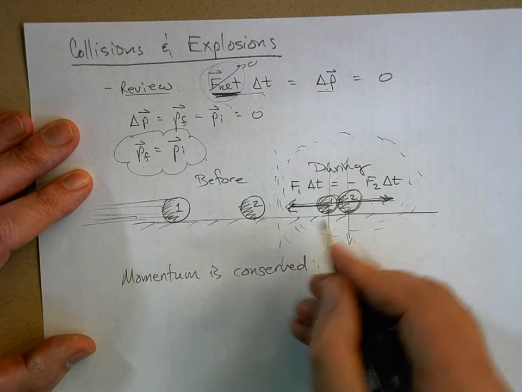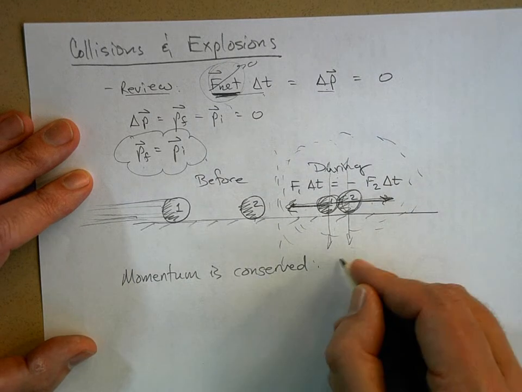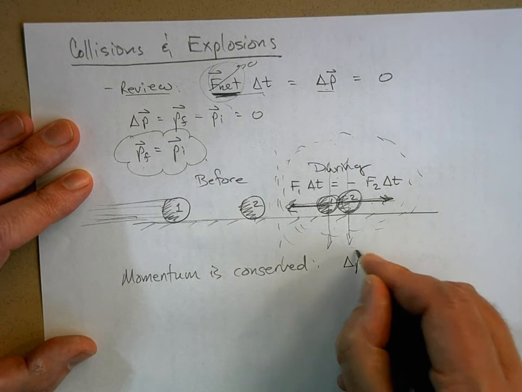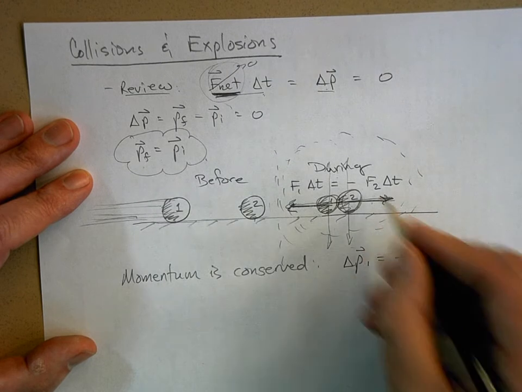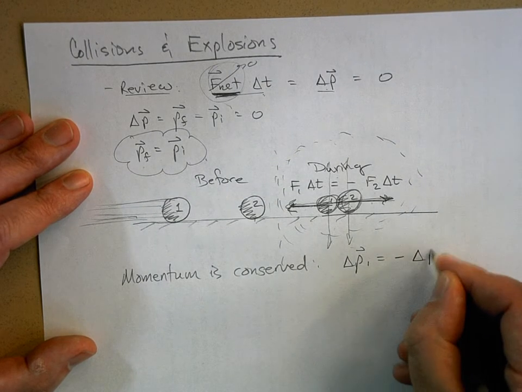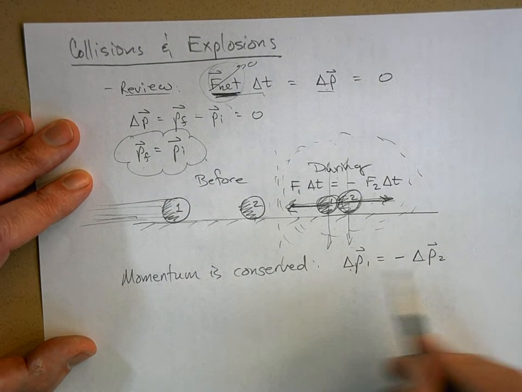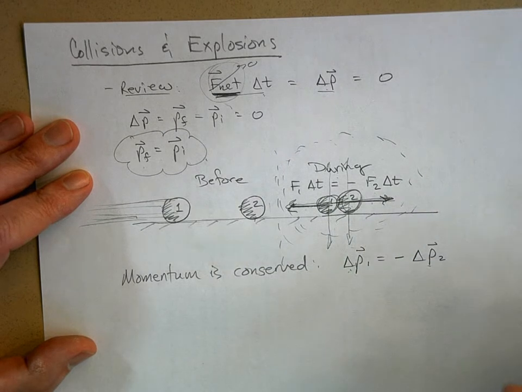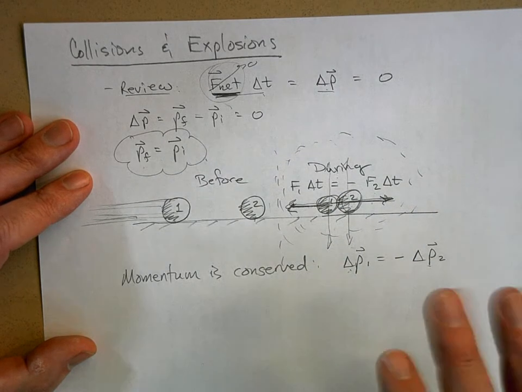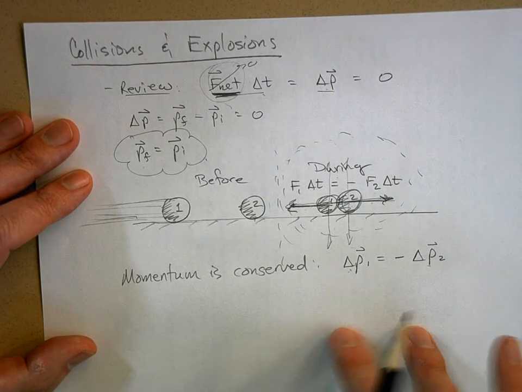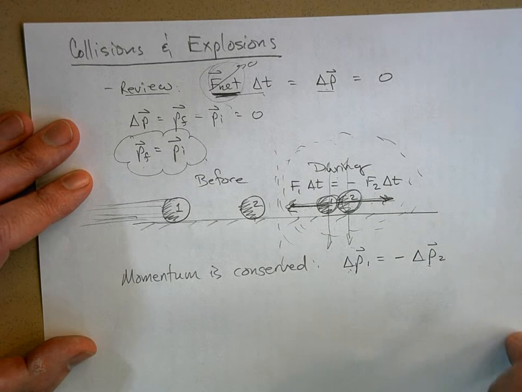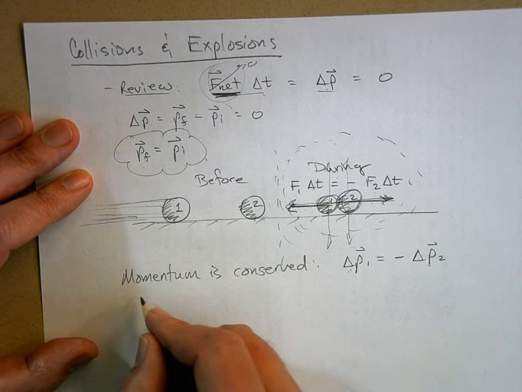That is, the change in momentum of ball 1 is equal but in the opposite direction of the change in momentum of ball 2. So both balls get their momentums changed, but those changes are equal to each other and in opposite directions, so that when you add them up, you get 0.